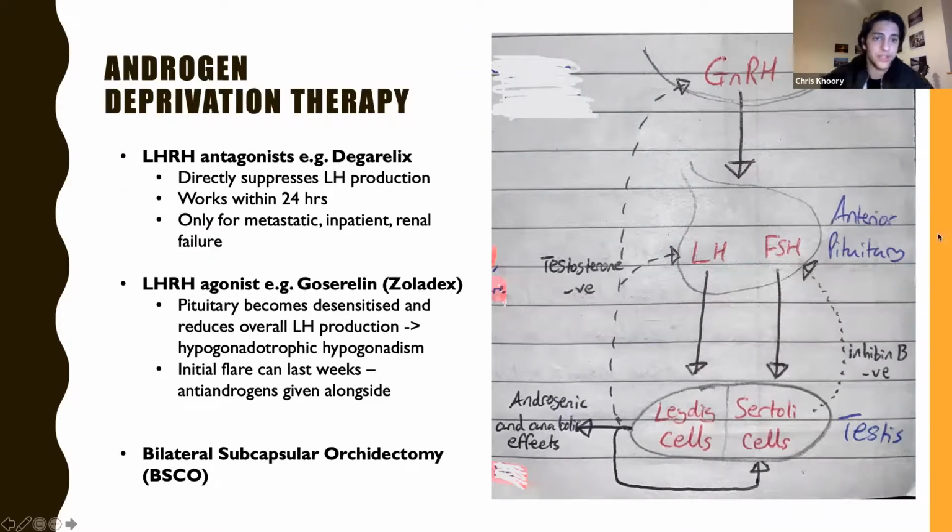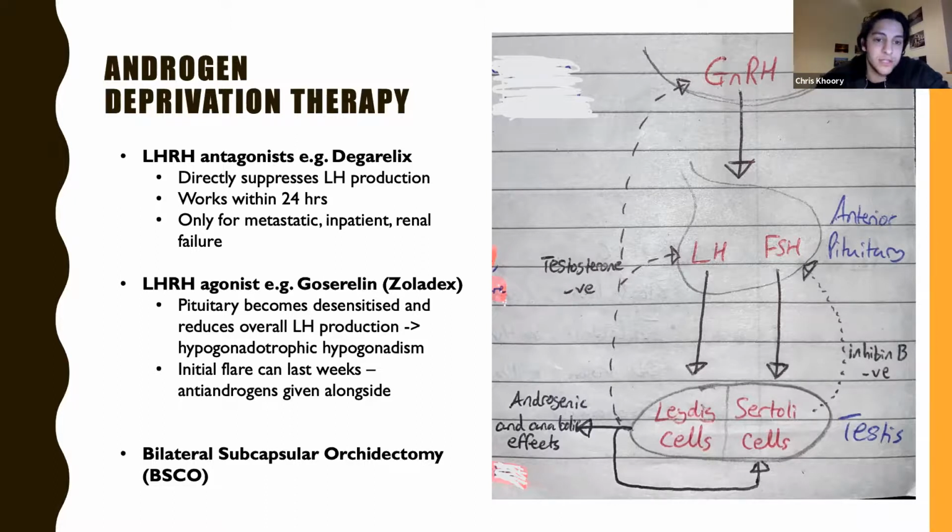So the two different kinds of drugs that are used as part of androgen deprivation therapy are LH-RH antagonists. An example of this is degarelix. This directly suppresses LH production. It works pretty rapidly and is only used for metastatic disease, and is avoided in renal failure, because it's quite a nasty drug really. So if it's blocking LH production, then it will block testosterone production and aim to decrease the size of the prostate. The one which is a little bit more confusing to get your head around is the LH-RH agonists.